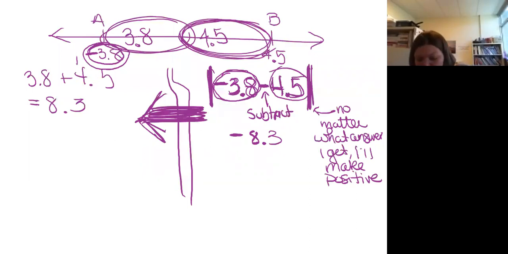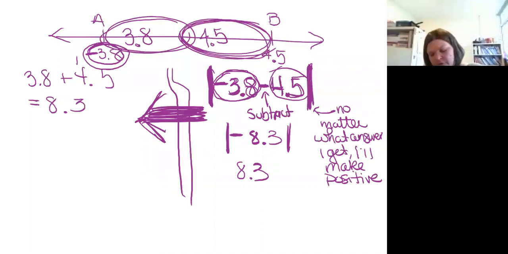Okay, now, but I promised you up here that after I subtracted, I would take the absolute value. So I still need to take the absolute value of this number because I wasn't really doing money. I was really doing distance. And you and I know that distance is always positive. So I got negative 8.3, but I'm going to call it positive 8.3 because it was a distance problem. Okay. Look at that. Good math always works.